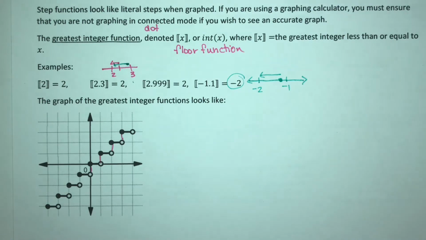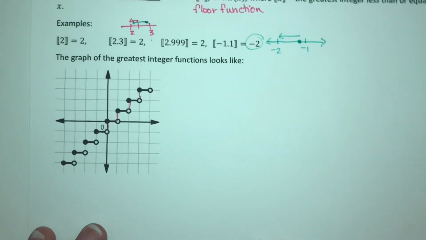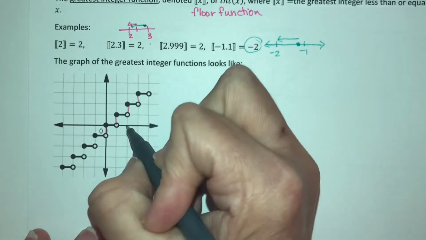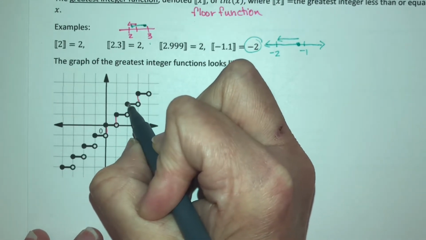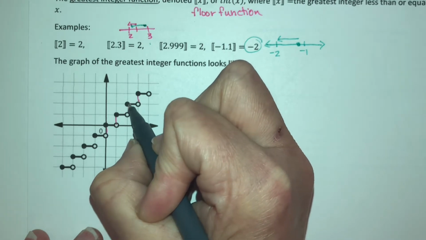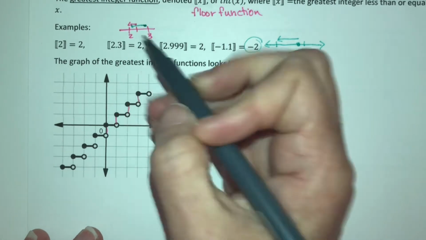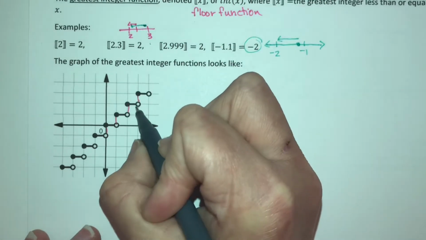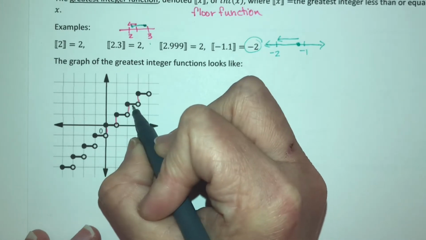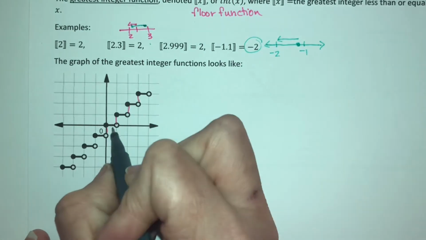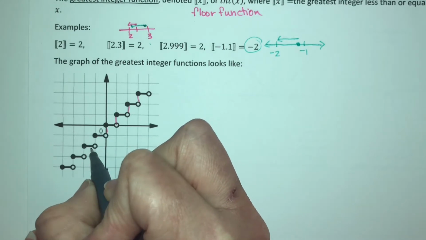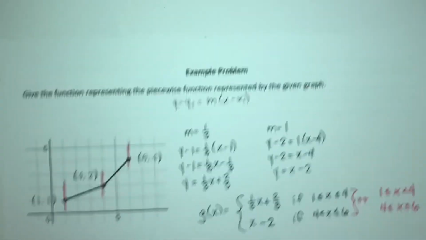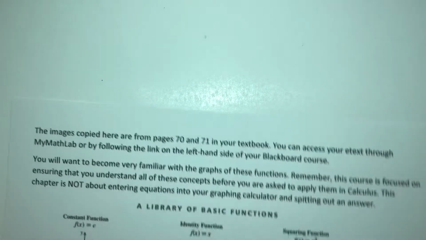Now, if we graph this, you end up with a graph like this. Notice right here, if I plug in 2, it exists right there. The answer to f of 2 is 2. f of 2.3, which would be right here, go up, is still 2. 2.999 is still right here, still 2. Negative 1.1, which would be about right here, is negative 2. So that's all the basic stuff.